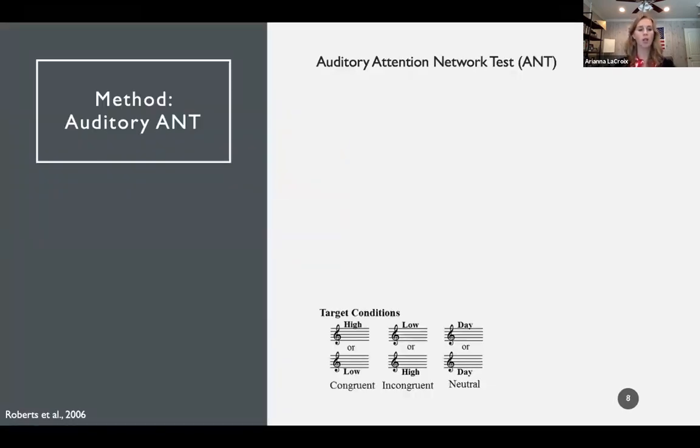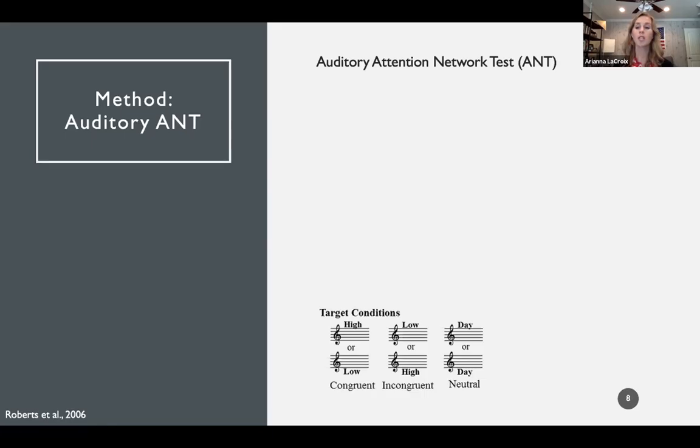So to measure auditory attention, we used an auditory attention network test. So in this test, participants are told that they're going to be completing an auditory Stroop test. So they'll hear the words high, low, or day spoken in either a high-pitched voice or in a low-pitched voice.